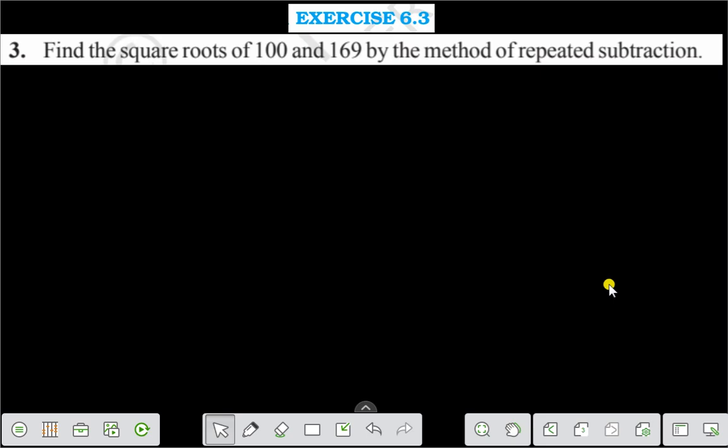Hello everyone. Today I shall discuss exercise 6.3 question number 3. Find the square roots of 100 and 169 by the method of repeated subtraction. Let us find.